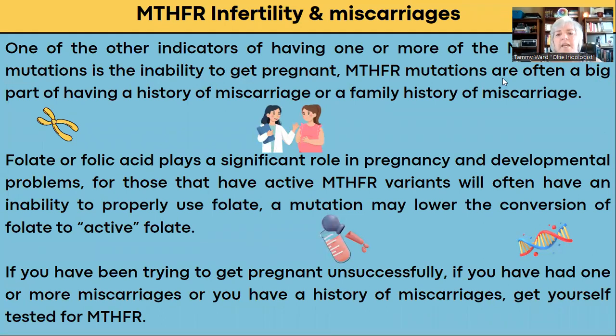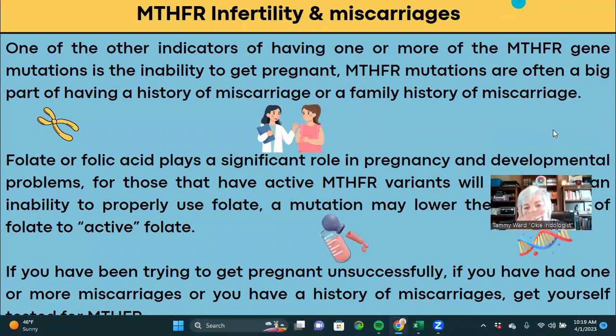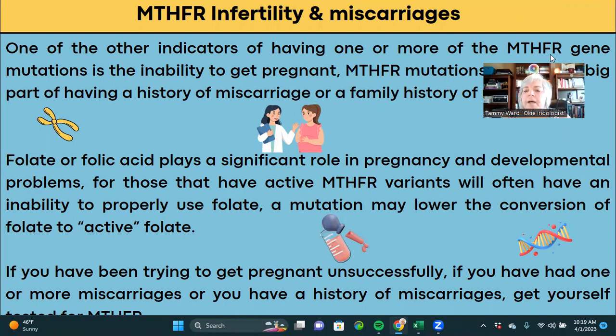MTHFR, infertility and miscarriages. This is a big one, I think, that happens with a lot of people. One of the other indicators of having one or more of the MTHFR gene mutations is the inability to get pregnant. MTHFR mutations are often a big part of having a history of miscarriage or a family history of miscarriage. Folate or folic acid plays a significant role in pregnancy and developmental problems. Those that have active MTHFR variants will often have an inability to properly use folate. A mutation may lower the conversion of folate to active folate.